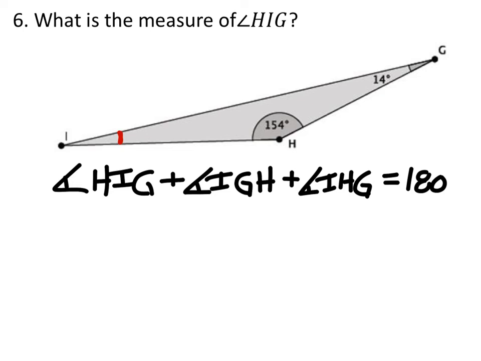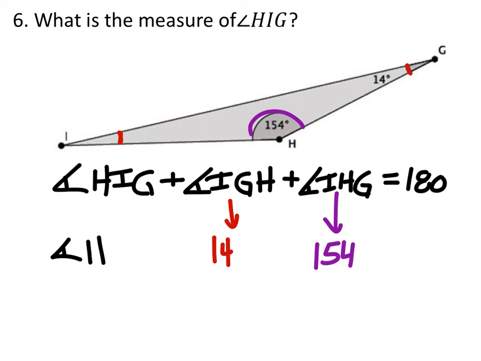Well, we know two of these values. We know IGH right here is at 14 degrees. And also angle IHG, which is at 154 degrees. Now we don't know the measure of angle HIG, but we know if we add these together, we'll still get 180. So this just becomes an equation that we need to solve.